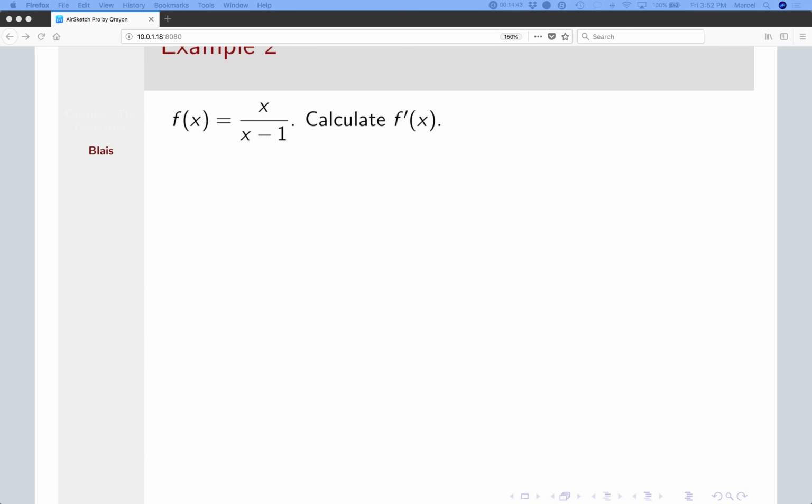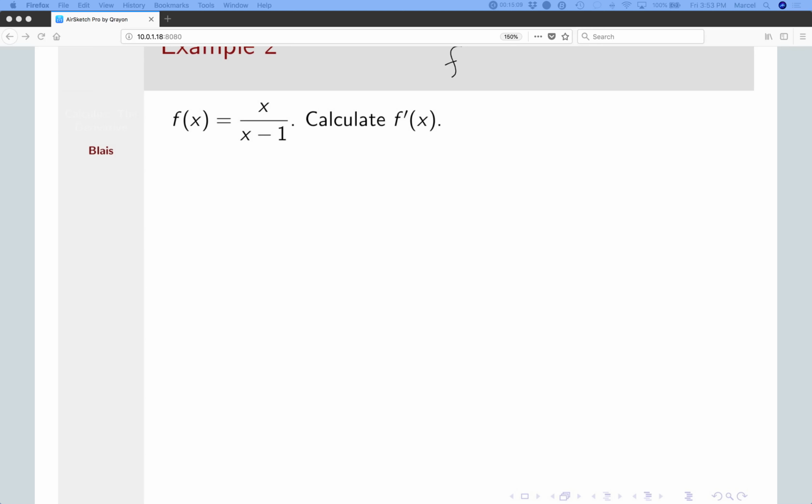Let's do another one. So suppose we are asked to calculate the derivative of this function. And these questions tend to be a little bit more involved, and you have to be ready to use your algebra skills and be careful with your algebra skills when you do these. So when you see these, you always start out with the definition.